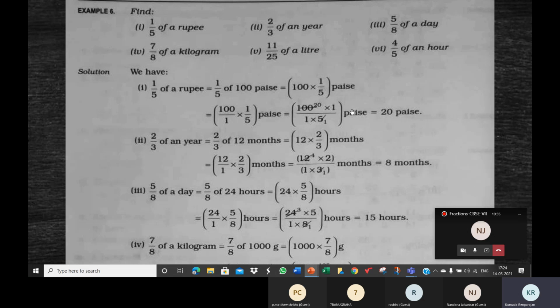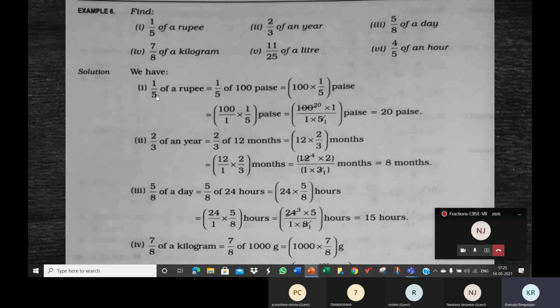When you multiply the numbers in the numerator, 20 into 1 is 20. 1 into 1 in the denominator is 1. So the answer is 20 by 1, which is 20. 20 paise. So 1/5 of a rupee is 20 paise.